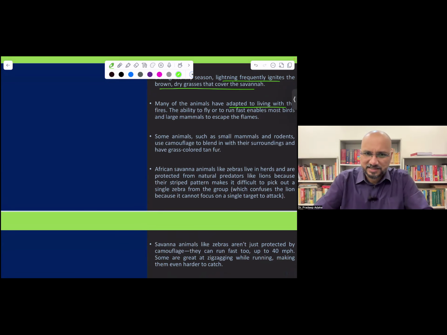Large mammals can just move away. They can run fast, right? They will move away from the fire. Birds can easily fly away, right? So the ability to fly or run fast enables the birds and large mammals to escape the flames.